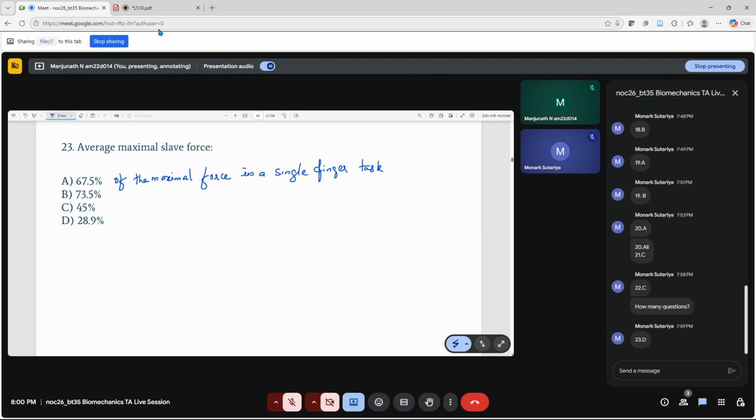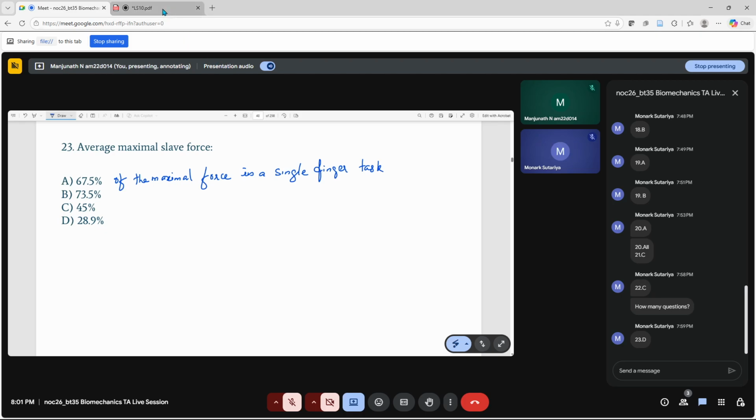How many questions? The session will extend up to 9. I will try to cover maximum questions up to 9. So our interaction session timing is from 7 to 9.